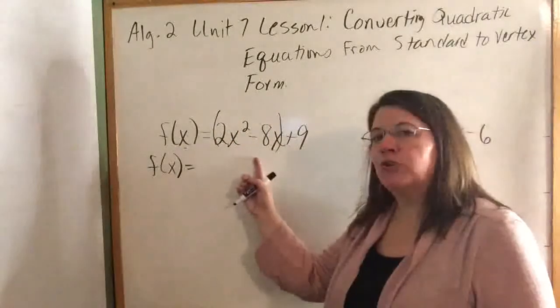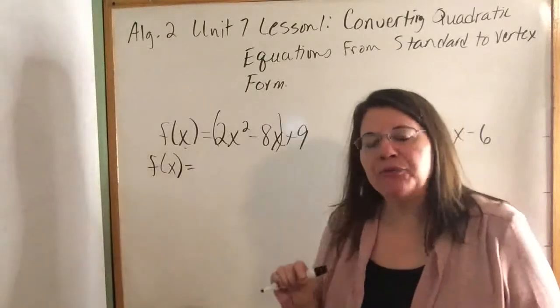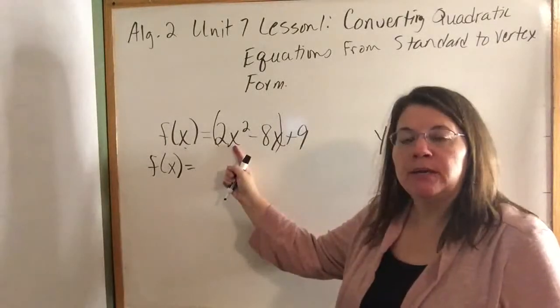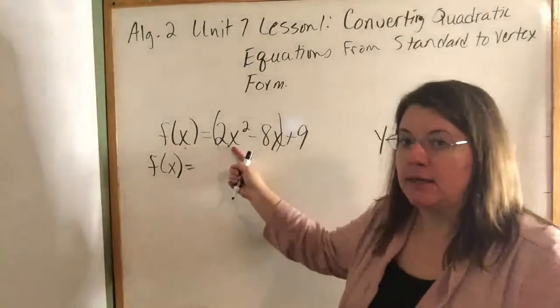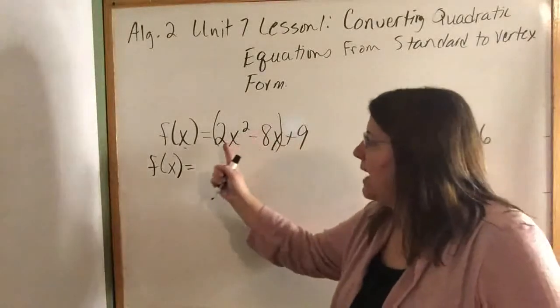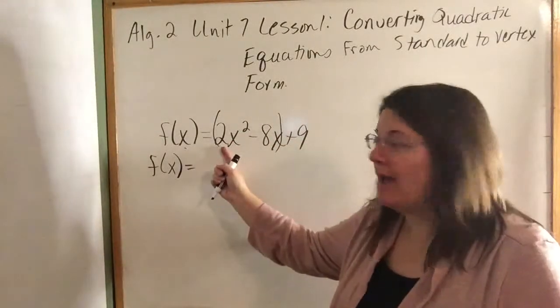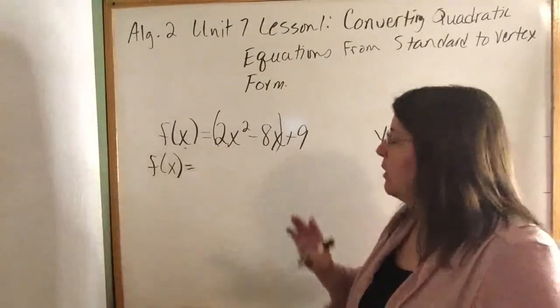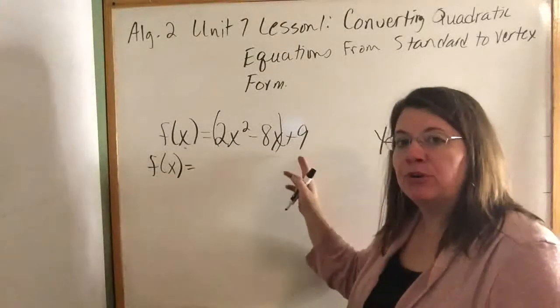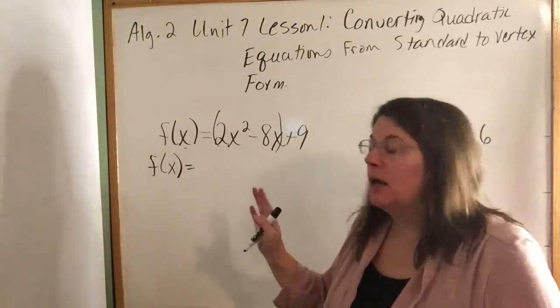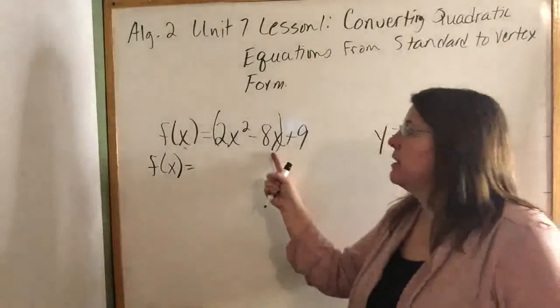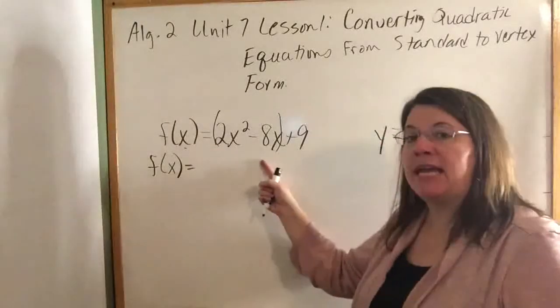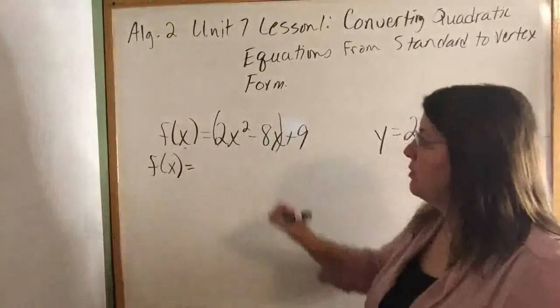And after I group those two, I have to realize the x squared term has to have a coefficient of 1. So that is not 1, it's a 2. So I have to take the 2 out of the first two terms. Now, I'm not going to take it out of the third term. We will deal with that later. You'll understand why in a minute. But it's a lot easier if we just take it out of the first two terms. So that's what I'm going to do first.